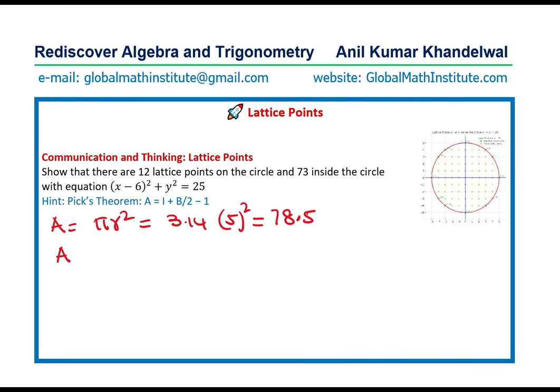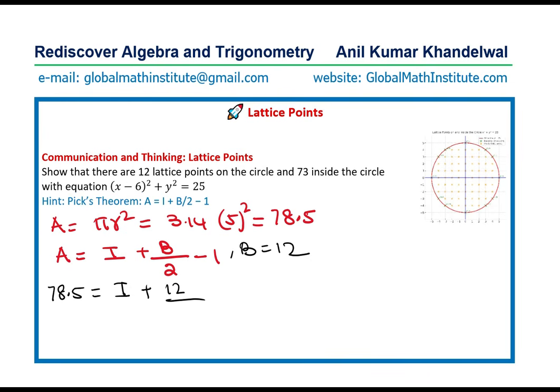Pick's theorem says the area is equal to I plus b by 2 minus 1, where I is the lattice points within the boundary and b is the boundary points. So that's the formula. Now here we know that the area is 78.5. We need to find the lattice points I, and we know b, just calculated, is 12. So b by 2 is 6, minus 1 is 5, so we have 78.5 equals I plus 5.